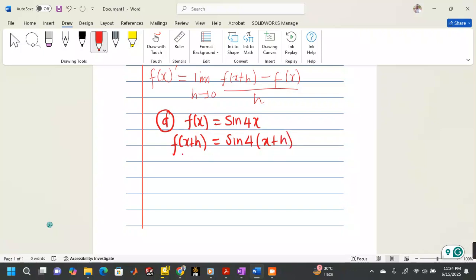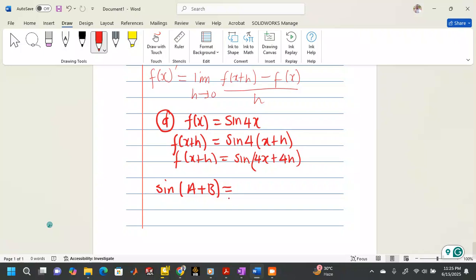So x plus h equals sine, and we distribute the 4, so it will be 4x plus 4 multiplied by h, which is 4h. We can't leave it like this. There are some identities which you have to know. For example, if you are trying to solve for sine A plus B, this is an identity, the double angle identity.